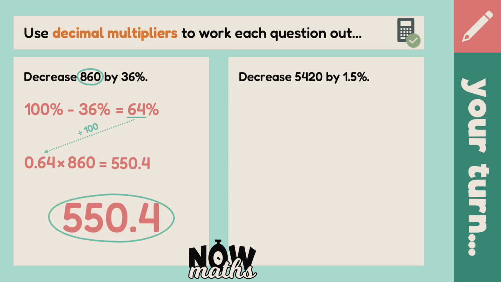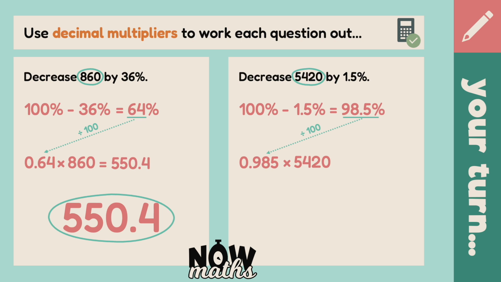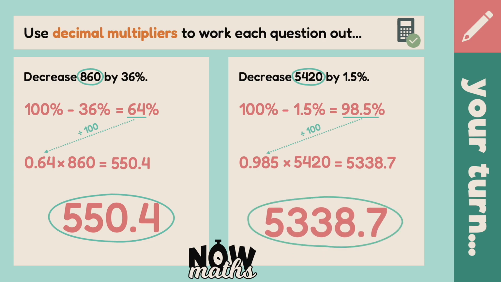For the question on the right, we're decreasing by 1.5%. So starting at 100%, we need to subtract 1.5% to give us 98.5%. Now 98.5% as a decimal is 0.985, so to decrease 5,420 by 1.5%, we multiply 0.985 by 5,420 to give us a final answer of 5,338.7.